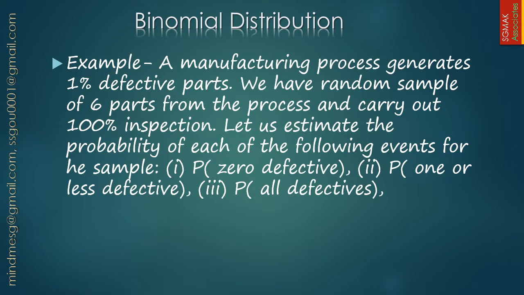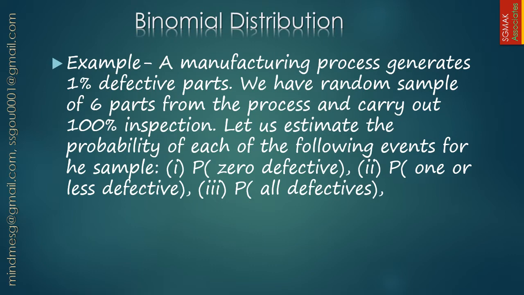And inspection of each part is a Bernoulli trial. We define success as getting a defective part. Remember, definition of success is problem specific. So probability of getting a defective part in each trial is 0.01 because the process generates 1% defective parts.